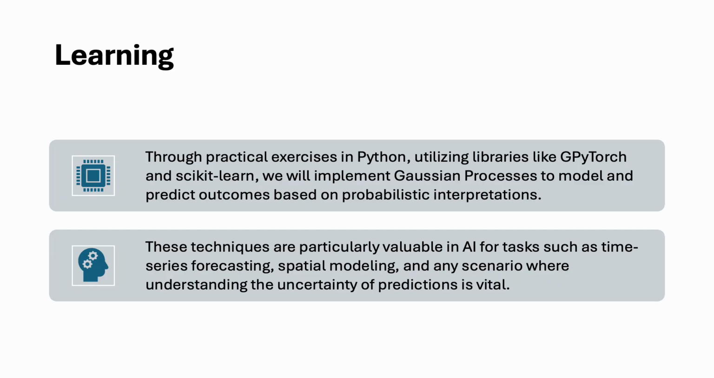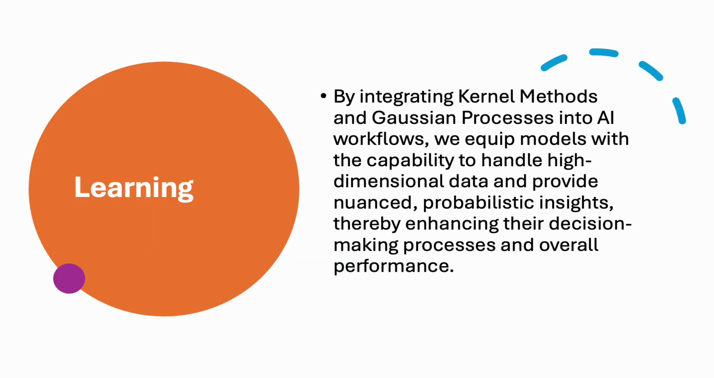Through practical exercises in Python, you can apply this knowledge hands-on by utilizing libraries like gpytorch and scikit-learn. So we will implement Gaussian processes to model and predict outcomes based on probabilistic interpretations, as we will get into more depth. These techniques are particularly valuable in artificial intelligence for tasks such as time series forecasting, spatial modeling, and any scenario where understanding the uncertainty of predictions is vital.